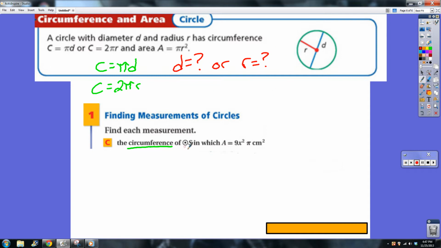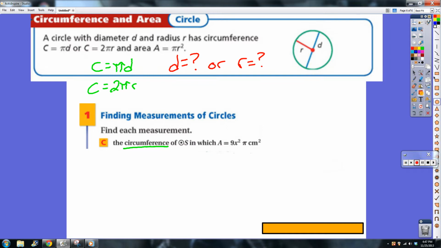What are we given? Well, we're told that circle S, do you see circle S over here? I don't. Let's draw circle S now.